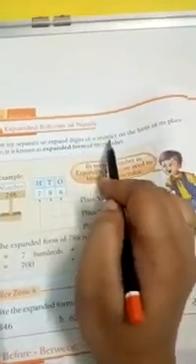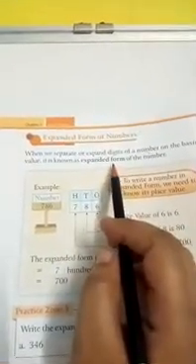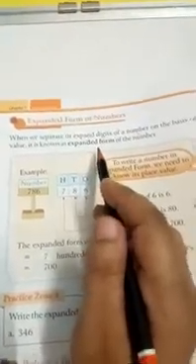Now turn the page. Expanded form of numbers. When we separate or expand digits of a number on the basis of its place value, it is known as expanded form. Expanded form means you have to separate or expand it. Okay.